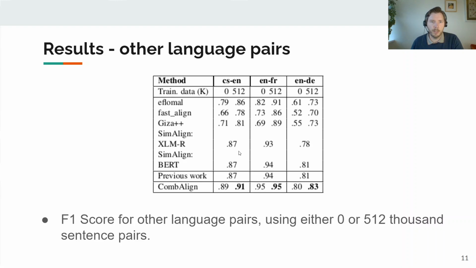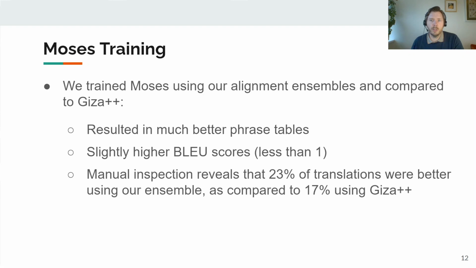To see if our word alignments could be of help in a classic setting, we trained Moses, the SMT system, using our alignments or our alignment ensembles, and compared to GIZA++. We inspected the phrase tables. They were a lot smaller using our alignments, but correctly translated phrases were still there. So what was removed were the faulty ones, mostly. And when translating using this, we obtained slightly higher BLEU scores. The difference was quite small, below 1 BLEU in all experiments.